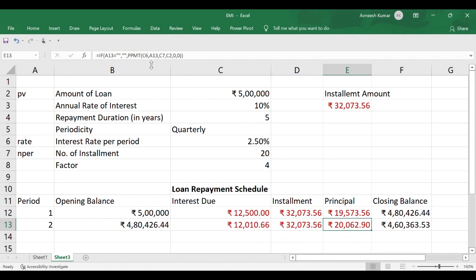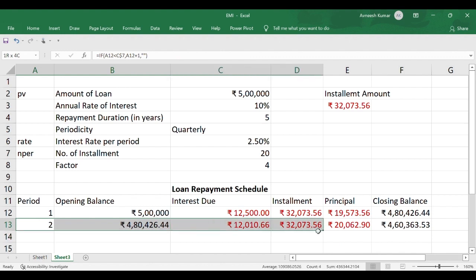For principal calculation, rate is there in the specified cell, so we need to fix it. A13 that may change, that needs to change. Nper we need to fix it, so we put a dollar. For C2 present value we also put a dollar, and then this. So now let's see whether we have done it well or not.